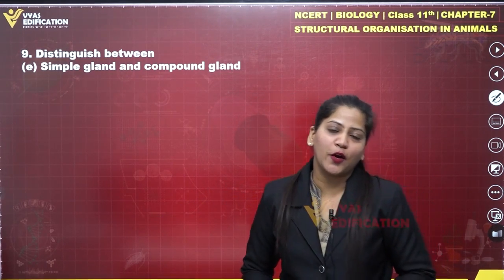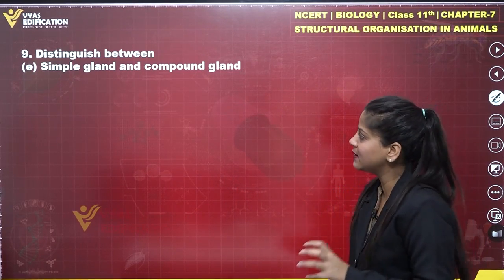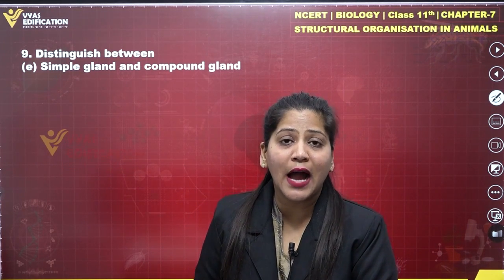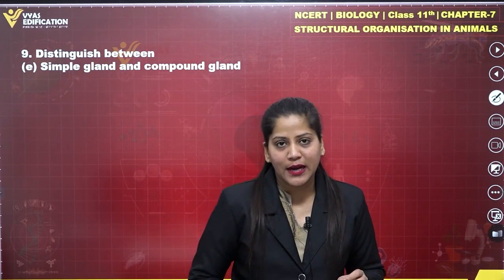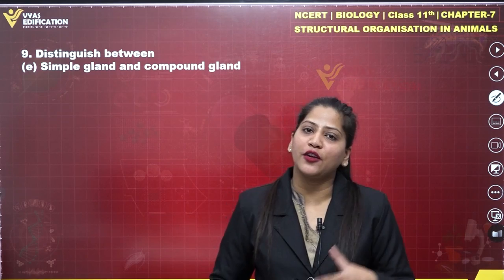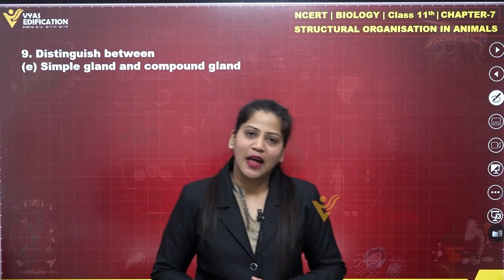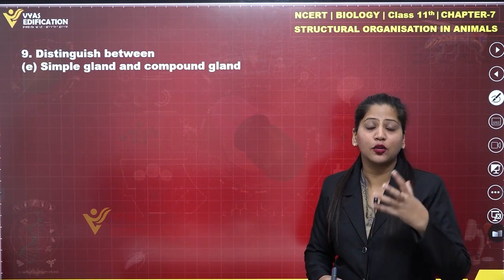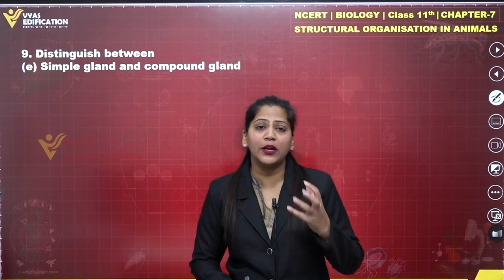Now moving on to the last part of the ninth question, that is we have to distinguish between simple glands and compound glands. If we talk about simple glands, they contain isolated secretory cells, isolated glandular cells, whereas the compound glands contain clusters of secretory cells. Simple glands are unicellular and compound glands are multicellular. For examples, we have goblet cells present in the alimentary canal for simple glands, and for compound glands we have salivary glands, right?